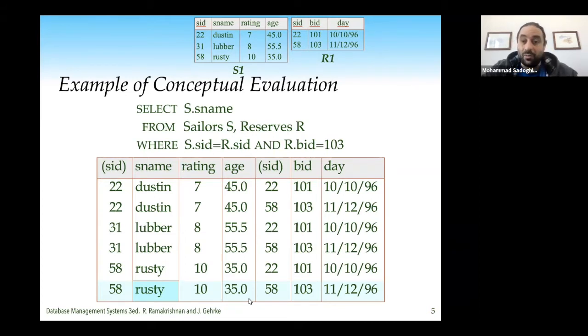Of course, there would be a much more efficient way of doing it. For example, if we had an index on BID, we could have just looked up all the SIDs associated with 103, and for those, we would then get their names. So if we had an index, we could do this much more efficiently. And there are many other ways of doing this evaluation. But conceptually, this is what it means, and this is the syntax of how to express this simple query in SQL. Any questions?